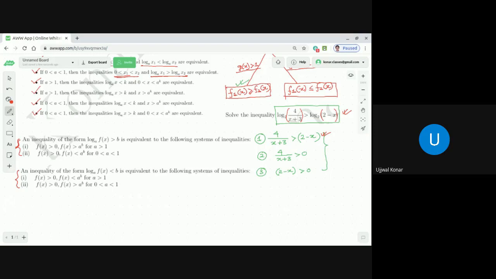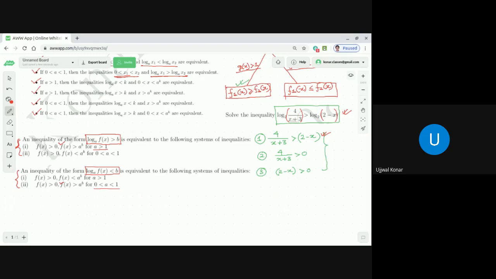For example, what we see here: log of f(x) base a greater than b. For that, what is the solution? f(x) greater than a^b when a is greater than 1. And that is exactly true when log of f(x) base a is less than b and f(x) greater than a^b is true when 0 is less than a less than 1, which is exactly the opposite case of a greater than 1 in the previous inequality. I hope all of you got my point, dear students. If you remember one, it is helpful to recall the other.